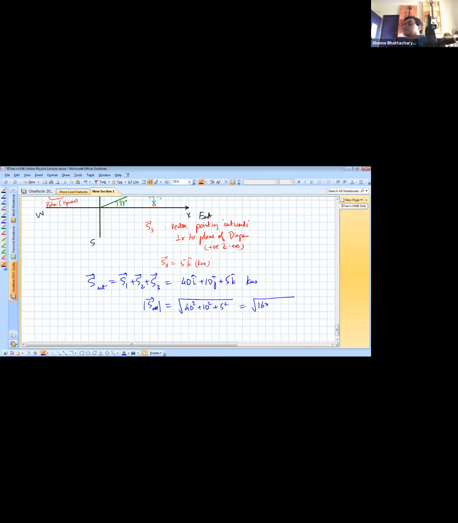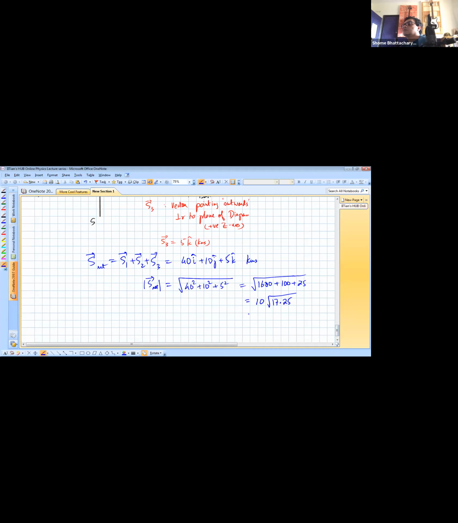So 1600 plus 100 plus 25. So you can take 10 common outside and we'll have 17.25, which I'll give an approximate value, but it's okay to just leave the answer like this. So this is fine.